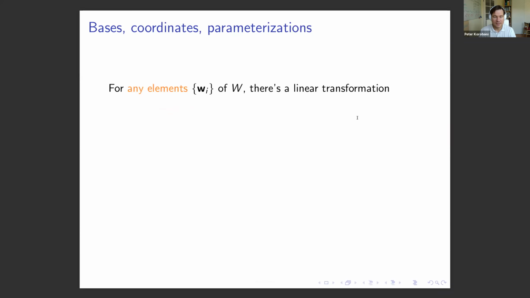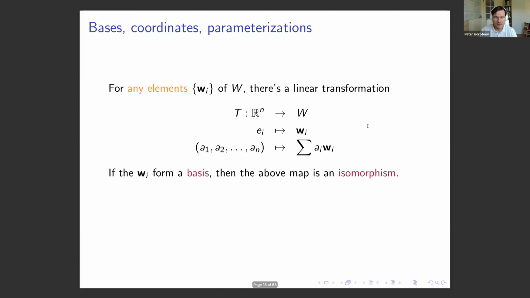So for any elements w_i of W, there is a linear transformation R^n to W which sends vectors from the canonical basis e_i to w_i, such that the vector of scalars a_1 through a_n is sent to the linear combination with the corresponding vectors. So if the w_i's form a basis in W, then this map is an isomorphism.